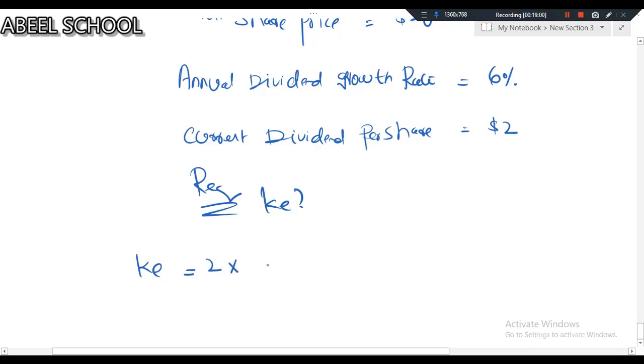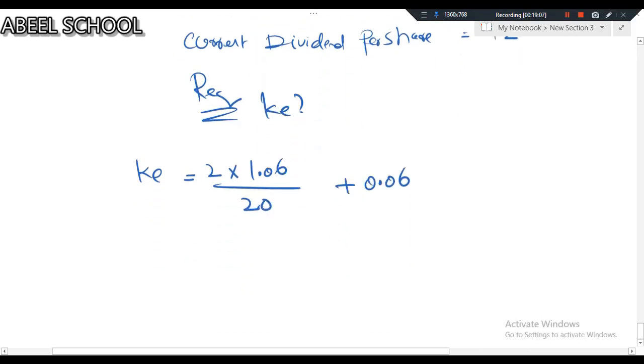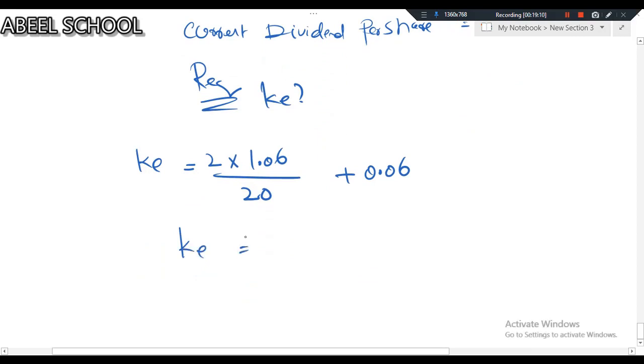Current dividend is 2 into 1.06, divided by 20, plus 0.06. Let me use a calculator. K is coming 16.6%. Let me try again. 2 into 1.06. Yes, K is 16.6%. Perfect.